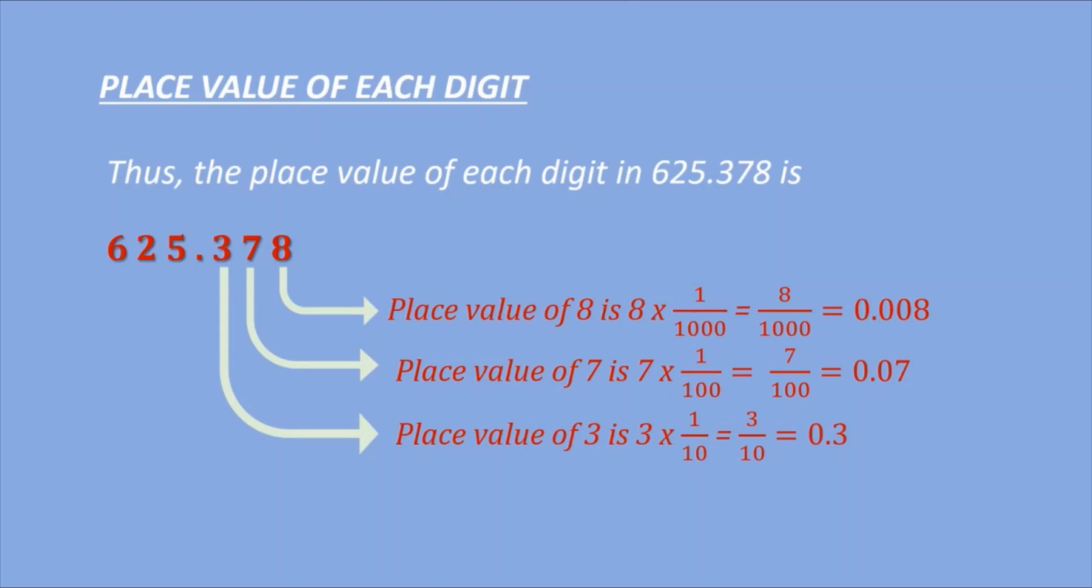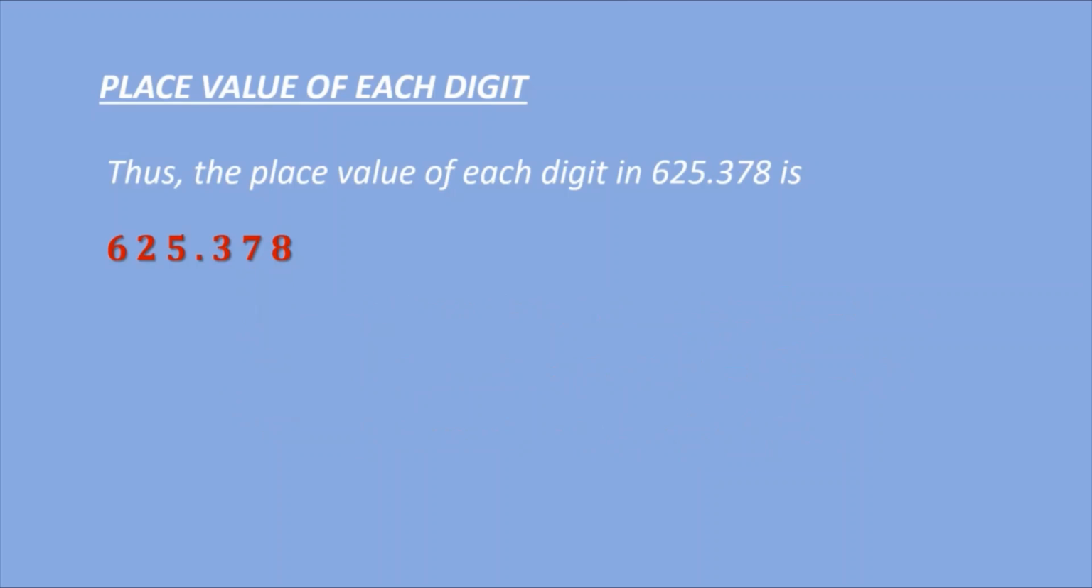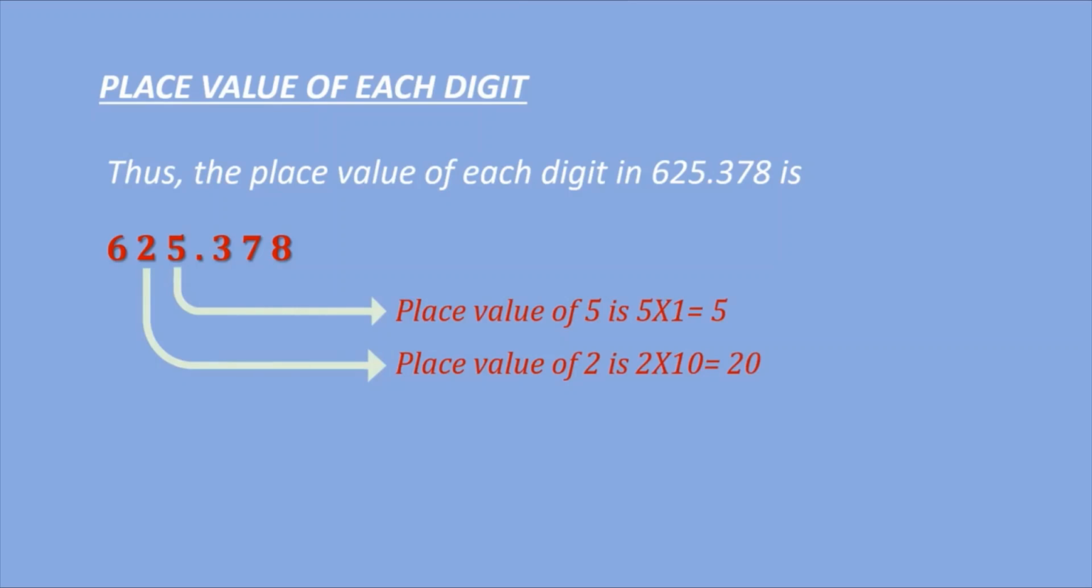We see the digits on the left side of the decimal, that is the whole numbers. So here 5 is in the ones place, so the place value of 5 remains 5. 2 is in the tens place, so 2 multiplied by 10, that is 20. 6 is in the hundreds place, so we write it as 600.